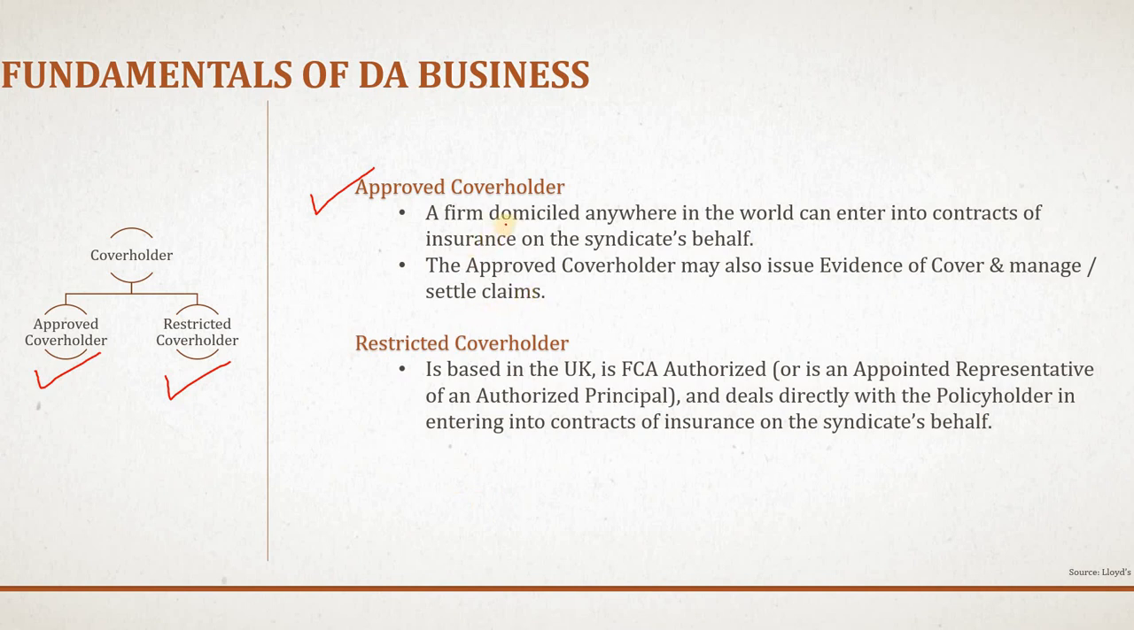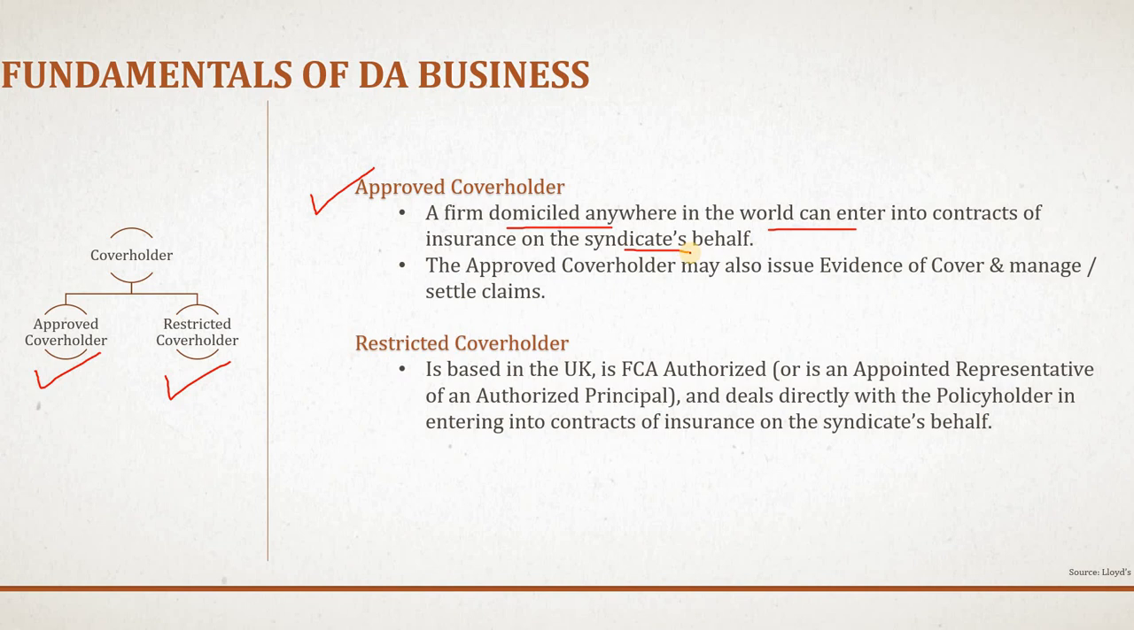An approved cover holder is a firm domiciled anywhere in the world that can enter into the contract of insurance on the syndicate's behalf. So anyone. For example, the Lloyd's syndicate sitting in Lloyd's of London can give his delegated authority anywhere, say to a person or company in the United States, Sri Lanka, India or another part of the world. The approved cover holder may also issue the evidence of cover and manage and settle claims on behalf of the Lloyd's syndicate, but how he is going to manage and settle claims has to be mentioned in the Delegated Authority Business contract.